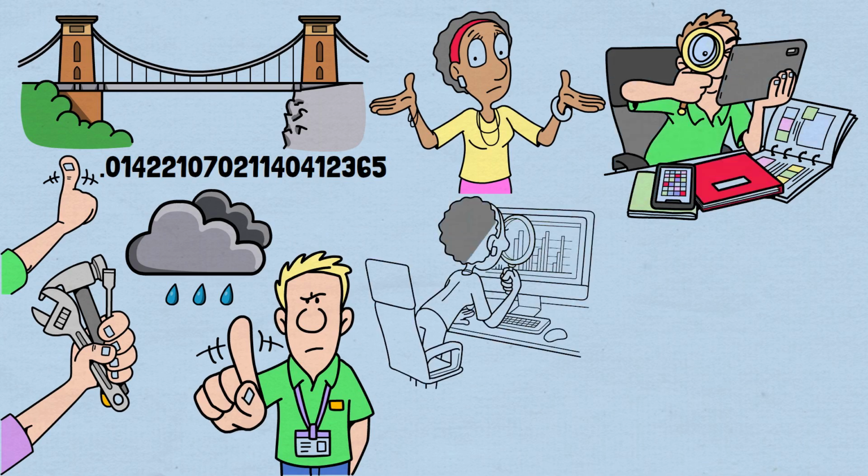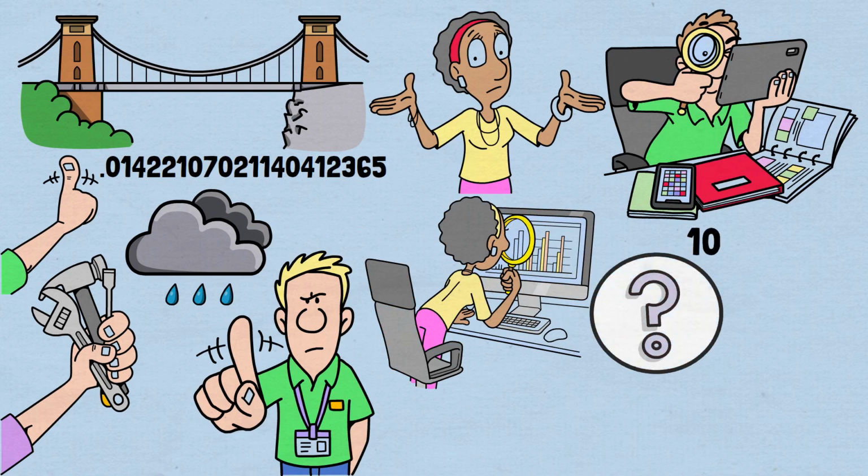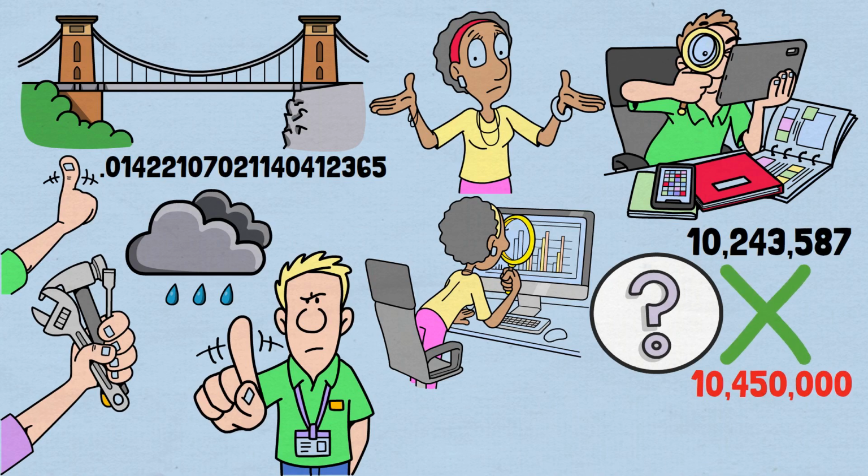If you're counting website visitors to analyze trends, does it really matter if the actual count was 10,243,587 instead of the estimated 10,450,000? Probably not. But the resources saved through approximation can be allocated to other valuable tasks.